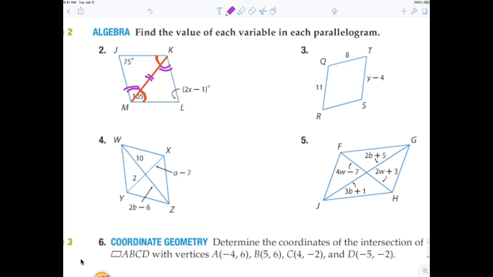And the only other thing that sometimes kids make a mistake on: are these two angles congruent right here? No, they don't have to be. Could they be? Yes, but they don't have to be. So that's the one mistake that most kids make, that the diagonal of a parallelogram does not bisect that angle, even though sometimes it looks like it's true. So we cannot say that.